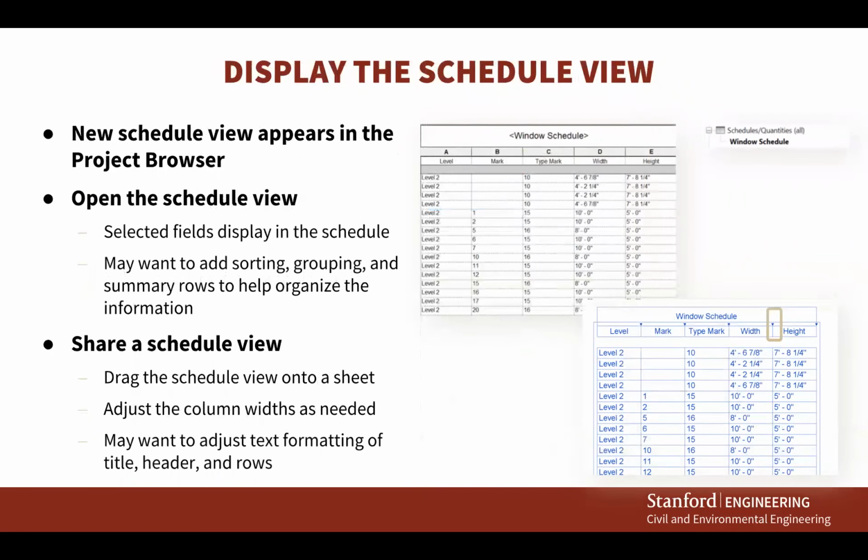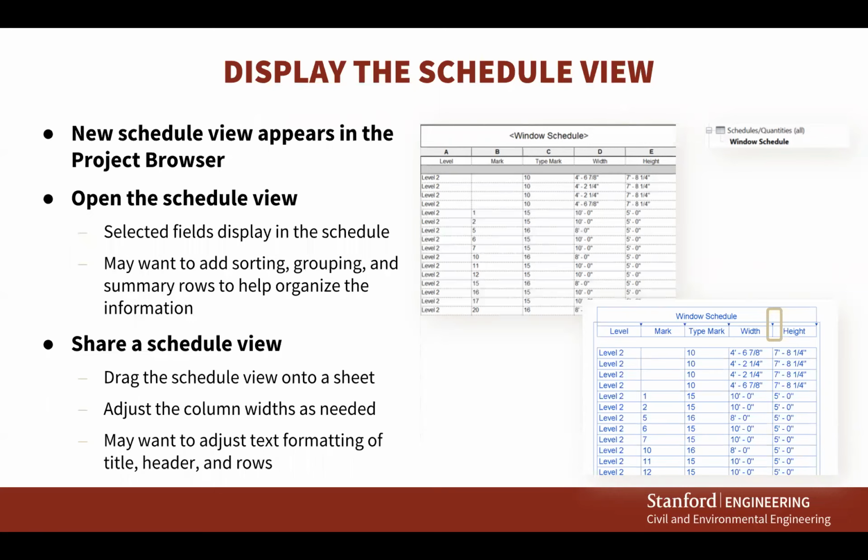After you've created and specified the schedule, it will appear in the browser window. You can open that new schedule view. Once you've opened that schedule view, you can see that the selected fields will be displayed in the schedule as different columns.